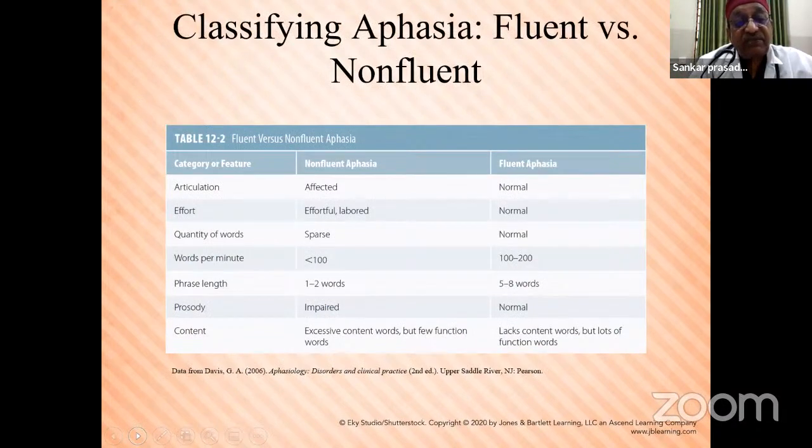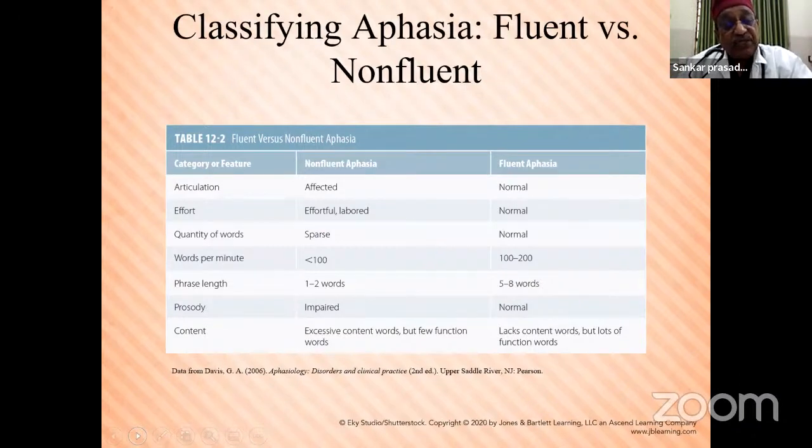So, fluent versus non-fluent aphasia. Fluent aphasia is Wernicke's aphasia. Non-fluent is Broca's aphasia. The articulation is affected in non-fluent, but it is normal in fluent. The effortful labored speech is in Broca's aphasia, normal in fluent aphasia. The quantity of words is sparse in non-fluent or Broca's, and normal in fluent. Words per minute are less than 100 in non-fluent, and more than 100 to 200 in fluent. Phrase length is very short in Broca's, 1 to 2 words only, but very long in fluent aphasia, 5 to 8.